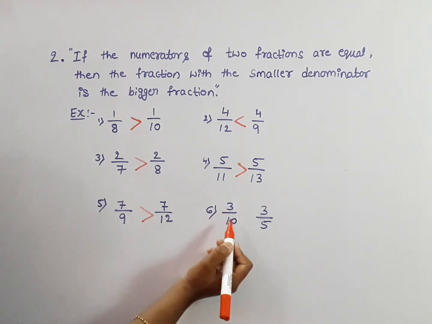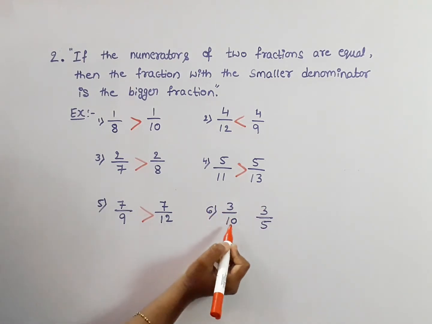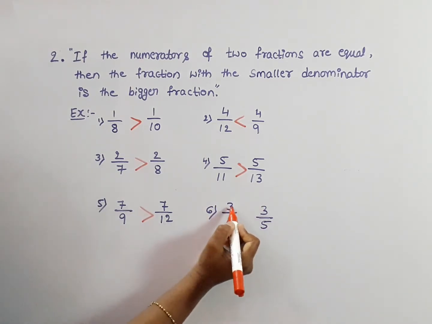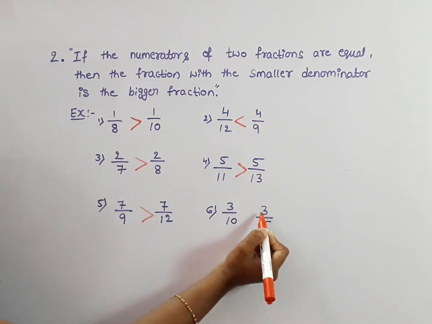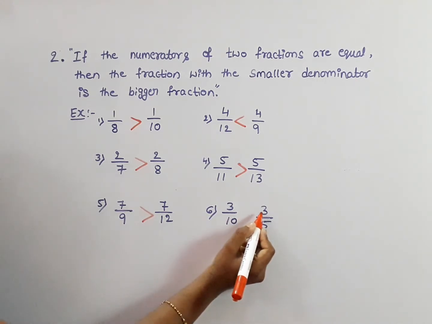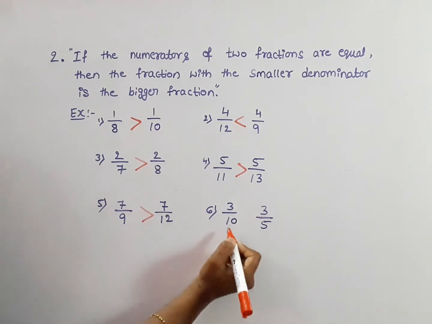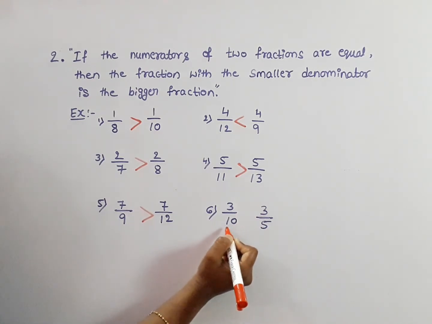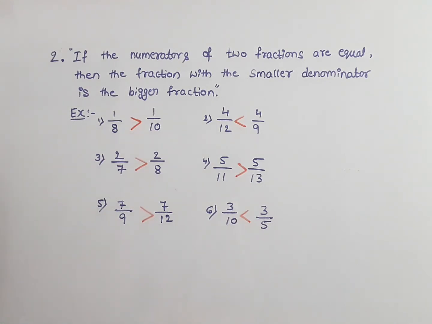Then sixth one, compare 3 by 10 and 3 by 5. Here the numerators are equal in both the fractions. Numerator is 3. So compare the denominator. Which fraction has a smaller denominator? That is 3 by 5. So 5 is smaller than 10. So 3 by 5 is bigger fraction.